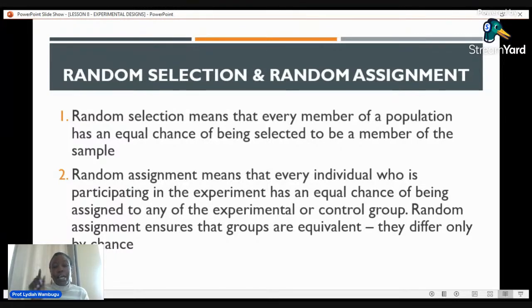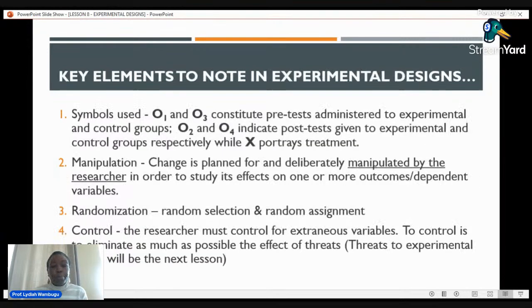We have also said that random assignment ensures that the groups are as equivalent as possible. So there is no hand-picking of who moves to which group. It is random assignment. Anyone can go to the control, anyone can go to the experimental group.